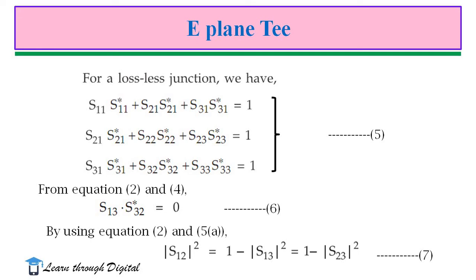So we can write S11 times the complex conjugate of S11 plus S21 times the complex conjugate of S21 plus S31 times the complex conjugate of S31 is equal to 1. It is the unitary property. In this way we write the other two equations. The set of equations is marked as equation number 5. So now from equations 2 and 4 we can write that the product of S13 and the complex conjugate of S32 will be 0.